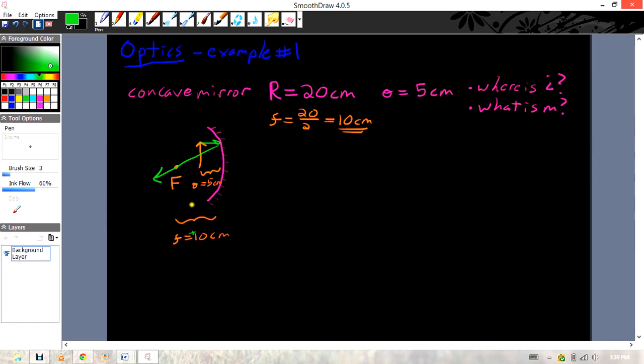Pop quiz, is O positive or negative? Don't look too far in your notes. So remember, real is positive, virtual is negative. The focus is where the light actually is, so it's positive. The object is a real thing, so it is also positive.